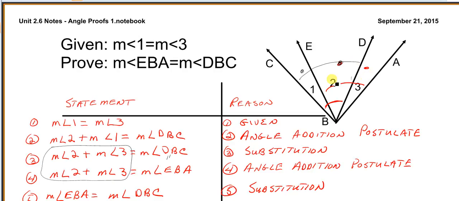Let's say that the measure of angle 2 plus the measure of angle 3 is equal to the measure of this big angle, EBA. So I wrote that out as an angle addition postulate right here. And my next step, notice what I've created. I've created the same thing on the left side for these two statements. And because these are the same, that means I can substitute in the DBC, and these two have to be equal to each other. So by substitution, since these two are the same, the measure of angle DBC must equal the measure of angle EBA. And I wrote that out, and that's by substitution. So that's my last proof.